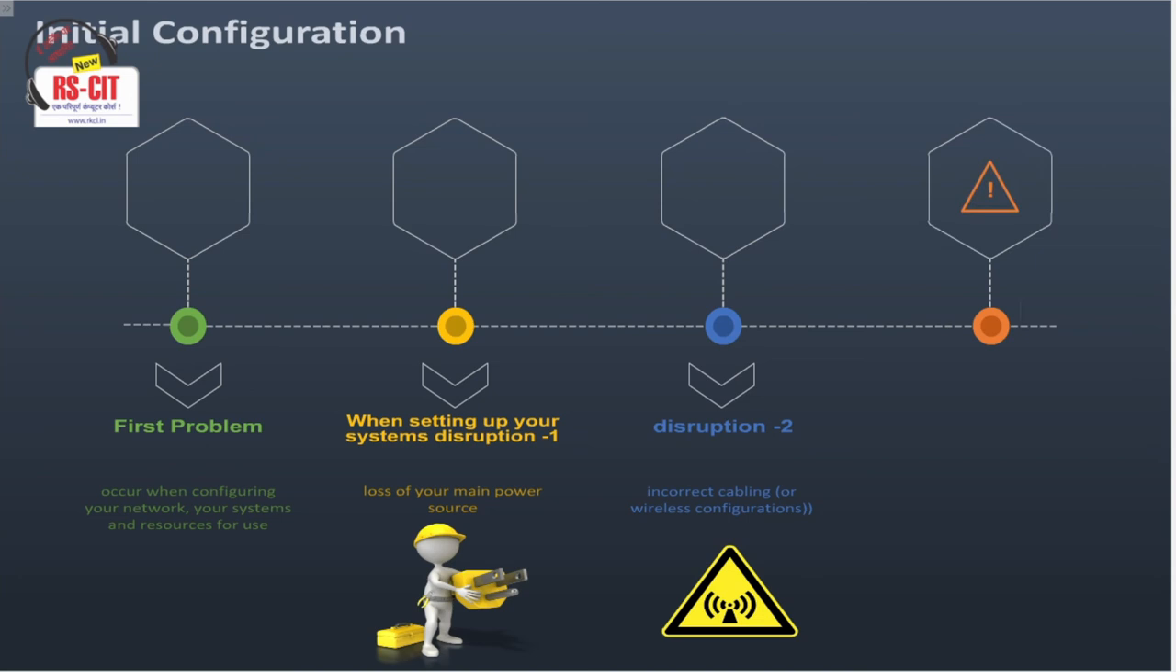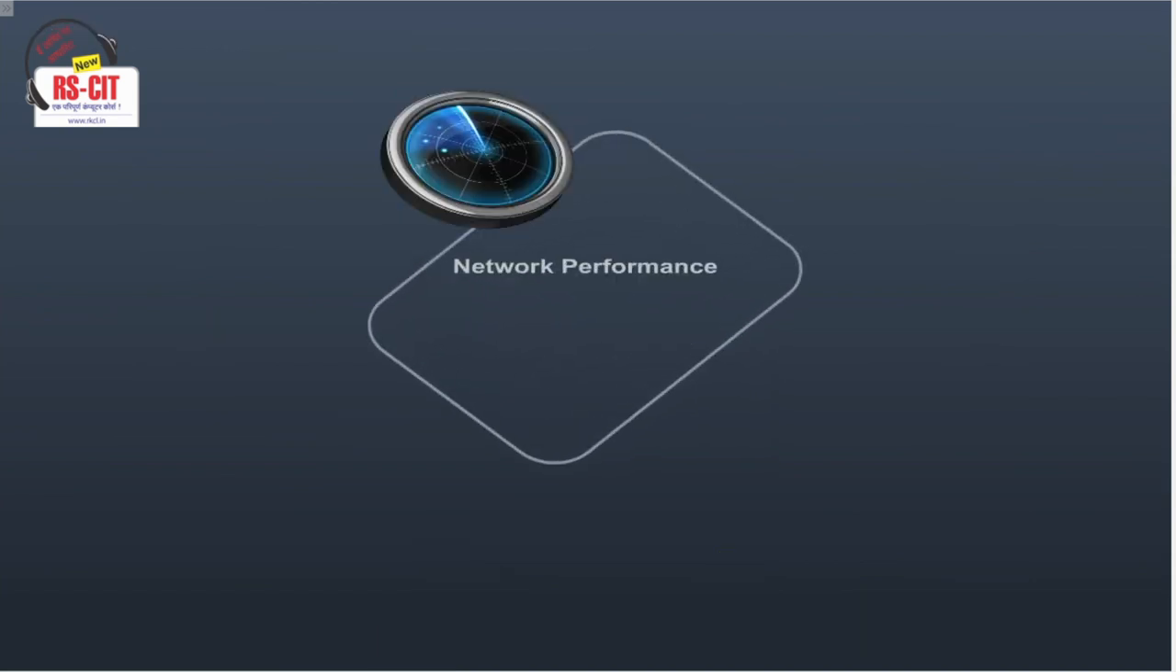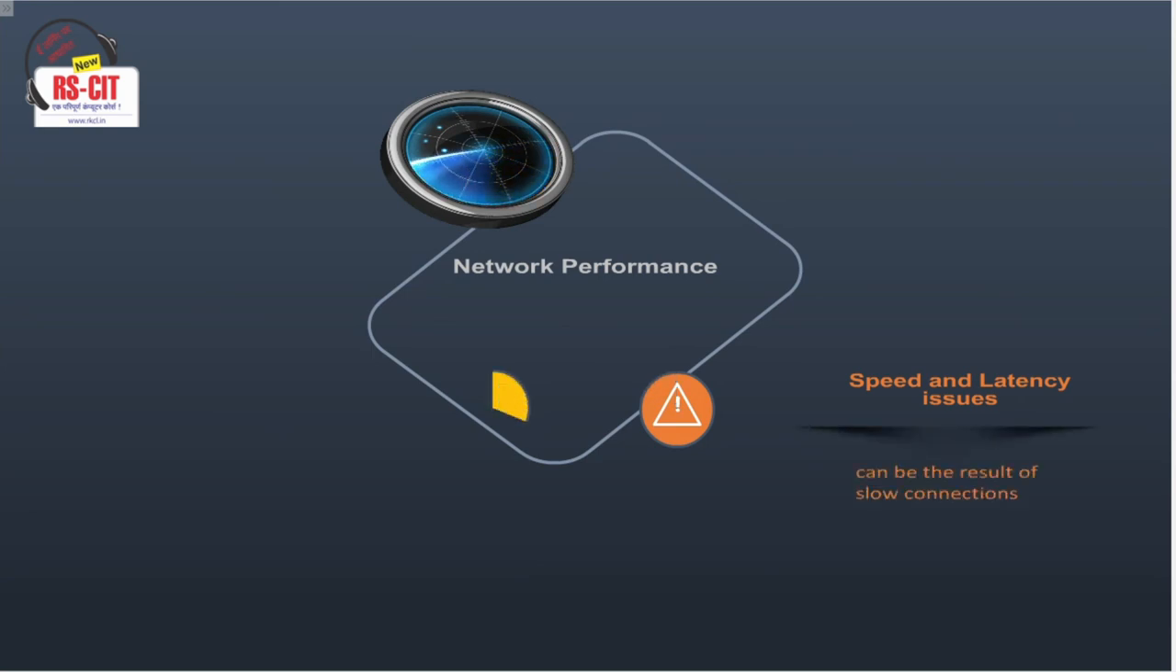There are various ways of doing things, and so the best practice should be considered and followed. When setting up your systems, the biggest things that cause disruption are loss of your main power source, incorrect cabling or wireless configuration, lack of or misconfigured protocols such as IP, and problems with Windows systems such as misconfigured network services.